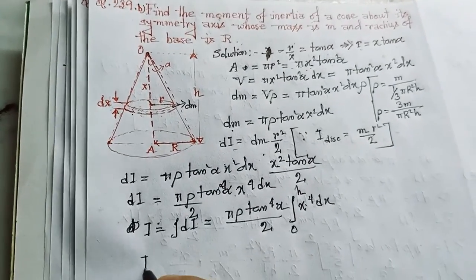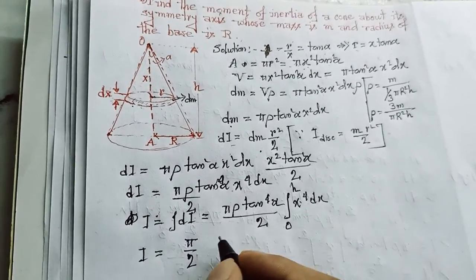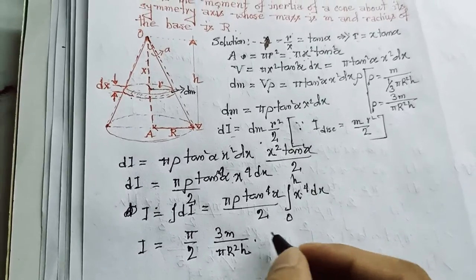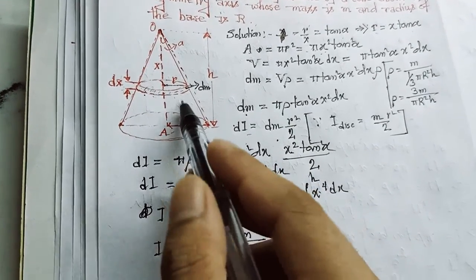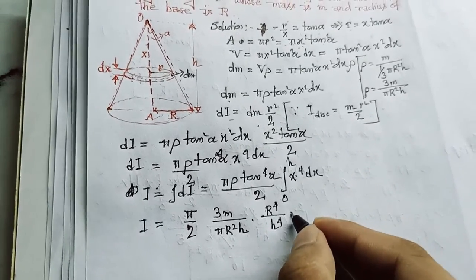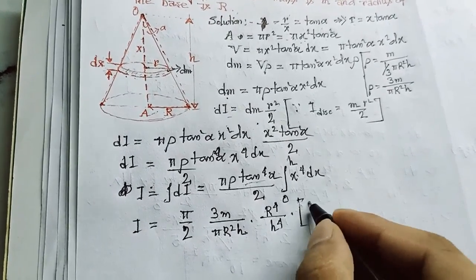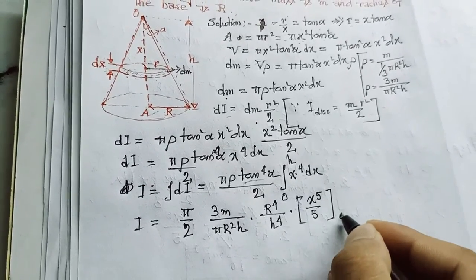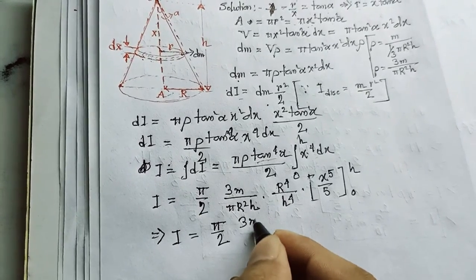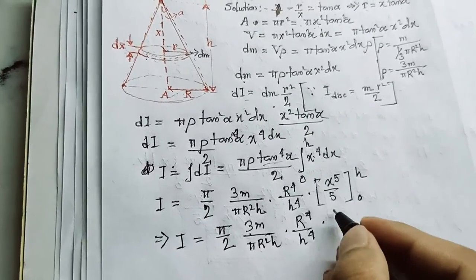Now we will find the total moment of inertia by putting in all the values. So this will be equal to pi by 2, and the value of rho is 3m divided by pi R square h, and tan to the power 4 alpha, as from this figure tan alpha is given by R divided by h, so R to the power 4 divided by h to the power 4, and the integration of x to the power 4 dx will be x to the power 5 divided by 5, and its range is from 0 to h. So our total moment of inertia I will become pi upon 2, 3m divided by pi R square h, into R to the power 4 divided by h to the power 4, into h to the power 5 divided by 5.